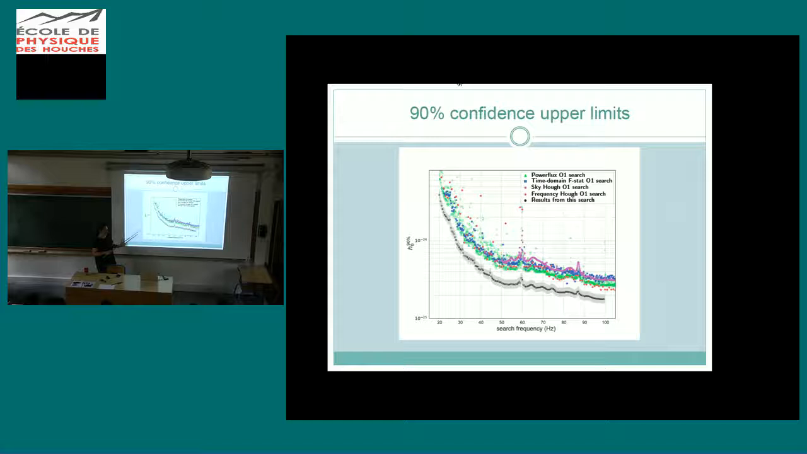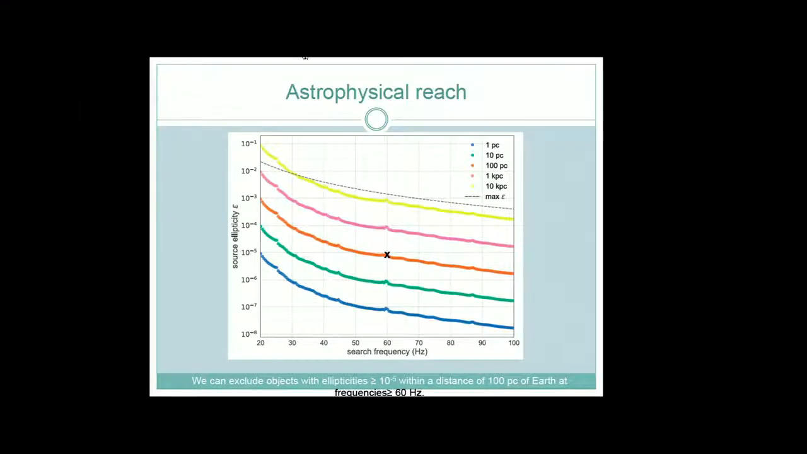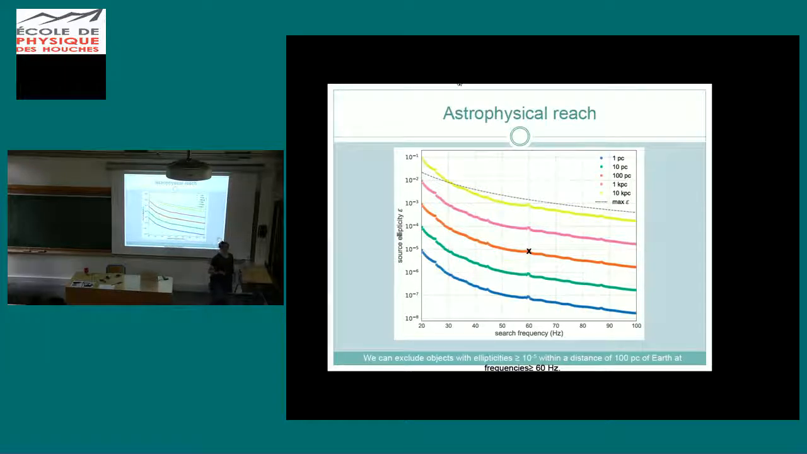We set upper limits. Upper limits are, again, 90% upper limits on the gravitational wave amplitude for signals from anywhere in the sky at this frequency. And here are our results from the Einstein@Home search compared to the broad surveys. They're a factor of 2 or more constraining. And they can be turned into upper limits, again, on the ellipticity.